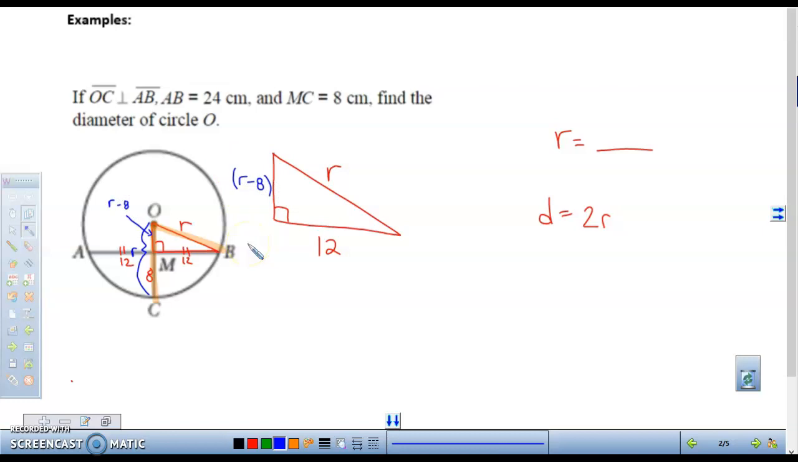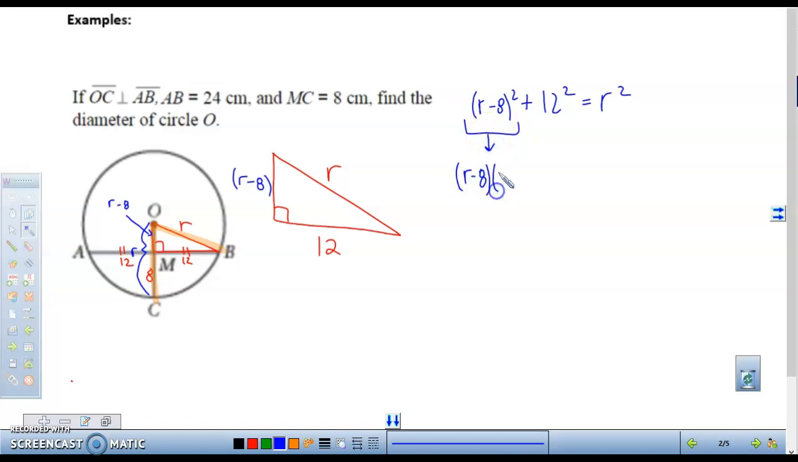So now I've labeled all my sides. I'm obviously going to be able to solve for the radius, or R. So I'm going to do that right now. I'm going to set up the Pythagorean theorem by saying (R minus 8) squared plus 12 squared is equal to R squared. Now remember, when you square a binomial, you have to FOIL it. You got to multiply it by itself. That's what squaring means. Plus, of course, 12 squared is 144 equals R squared.